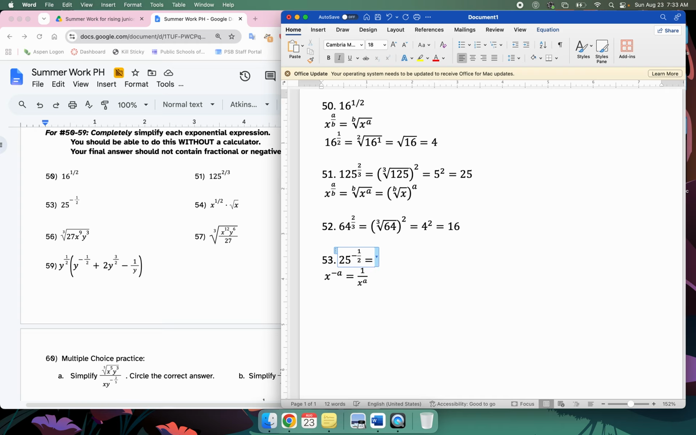So 25 to the negative 1/2 is 1 over 25 to the positive 1/2. Now I've dealt with the fact that I had a negative exponent. Now I'll deal with the fact that I have a fractional exponent. 25 to the 1/2 just means square root of 25. So this is 1 over root 25, which is just 1 over 5.